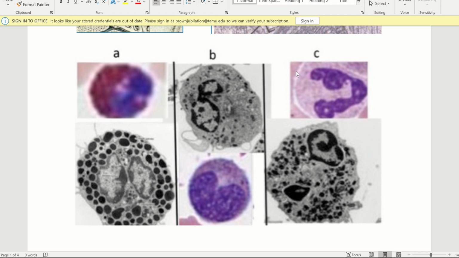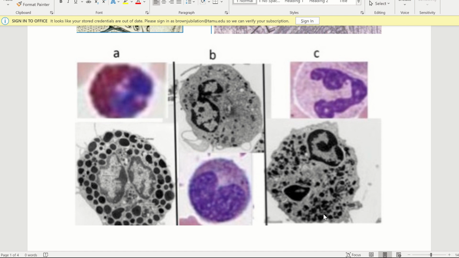This one right here, we'll look at the light microscopy. We've got this very neutral, light pinky cytoplasm, and then this crazy looking lobulated nucleus. So this is a neutrophil. They've got the lobulated, multi-lobed nucleus and light neutral cytoplasm.